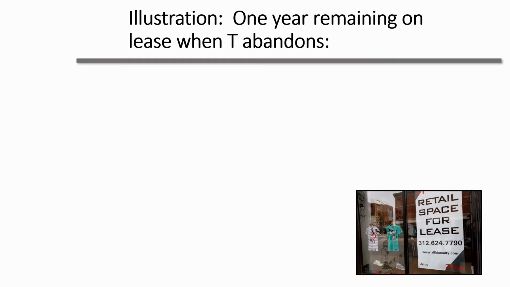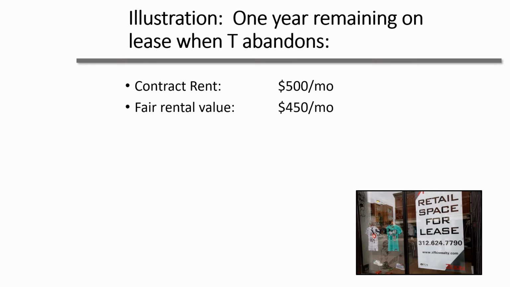Let's look at an example of tenant abandonment and landlord mitigation. We'll assume that the tenant has 1 year remaining on the lease when the tenant abandons the property. The contract rent, the rent the old tenant agreed to pay, is $500 a month. However, the property has dropped a bit in value and its fair rental value is now only $450 a month.